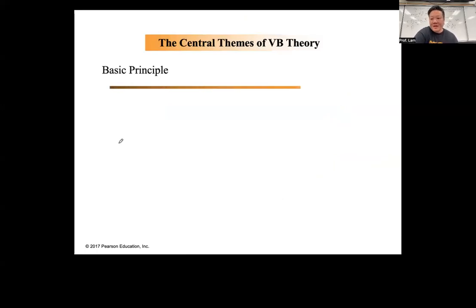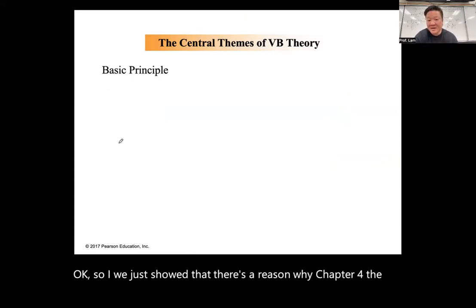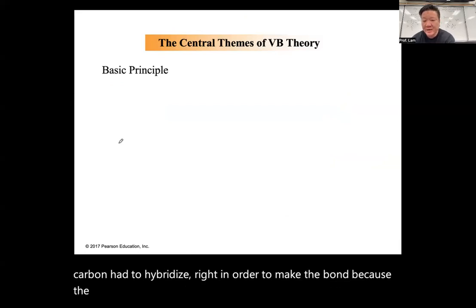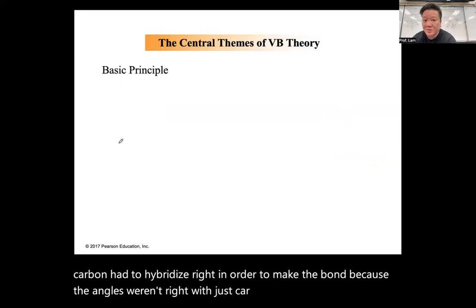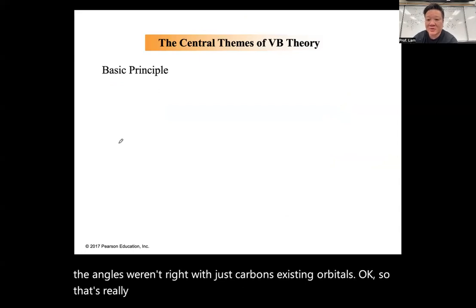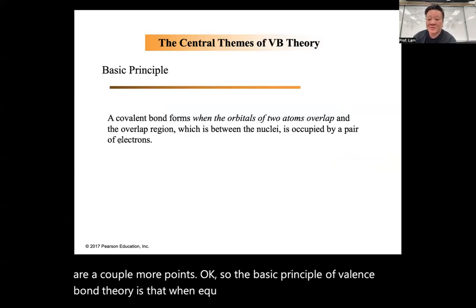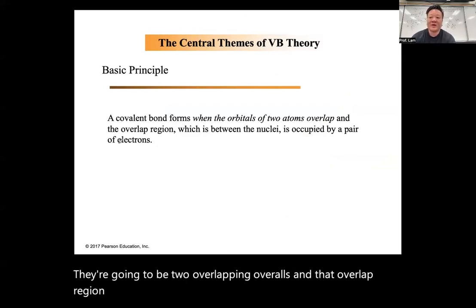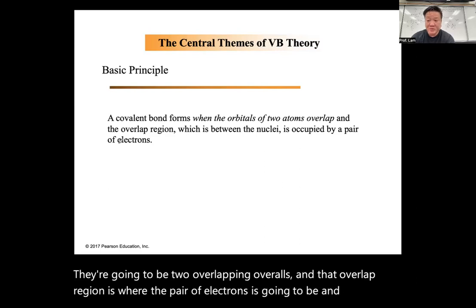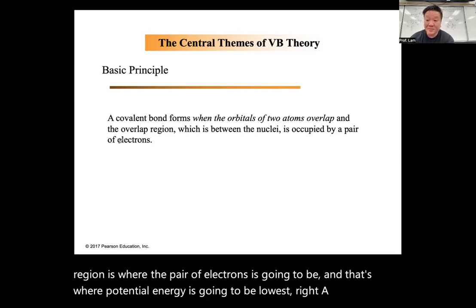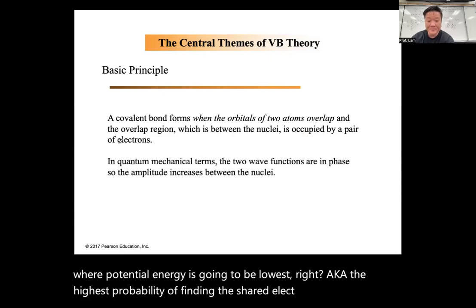Okay, so we just showed that there's a reason why in CH4 the carbon had to hybridize in order to make the bond, because the angles weren't right with just carbon's existing orbitals. That's really the central theme of valence bond theory, but there are a couple more points. The basic principle of valence bond theory is that when a covalent bond forms, there are going to be two overlapping orbitals, and that overlap region is where the pair of electrons is going to be, and that's where potential energy is going to be lowest, AKA the highest probability of finding the shared electrons there.